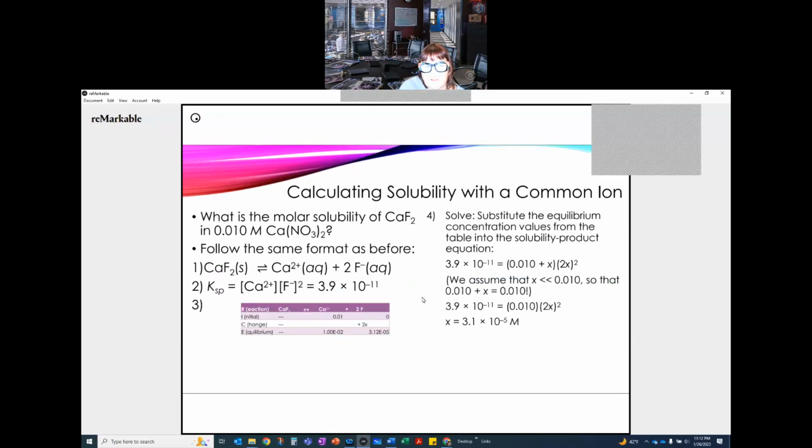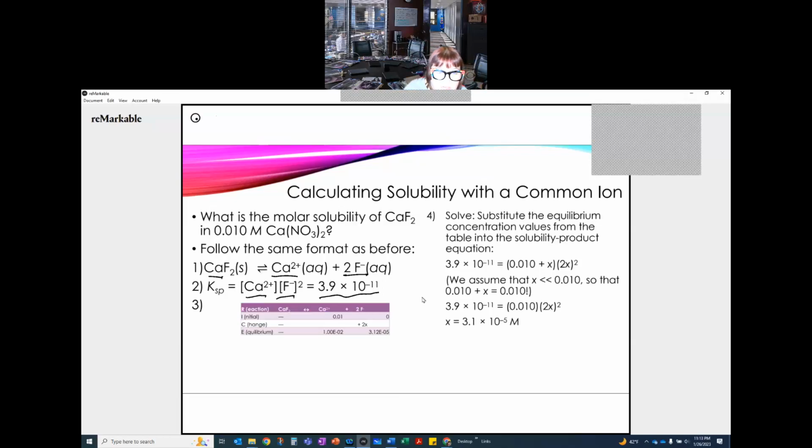Calculating solubility of the common ion. So what's the molar solubility of CaF2 in 0.010 molar CaNO32? So we start the exact same way that we always have. We have our balanced equation. CaF2 gives me Ca2 plus and 2F minus. And KSP is then Ca2 plus times F minus squared, and that's equal to 3.9 times 10 to the minus 11th. Okay, I looked that value up in my table, and I found that CaF2 has that KSP value.